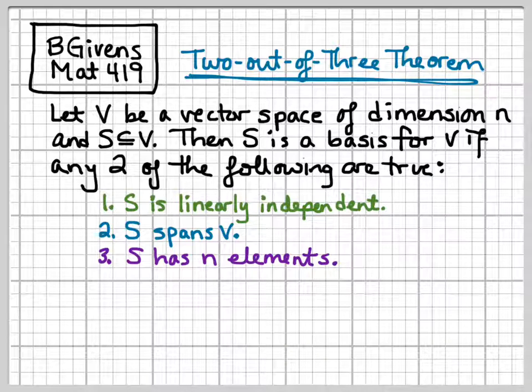So you only have to pick 2 of those items to show, and then you'll know that something is a basis. Okay, so 2 is important. Second thing is, don't forget that that number n, the dimension, has to be finite if you want to use this theorem.